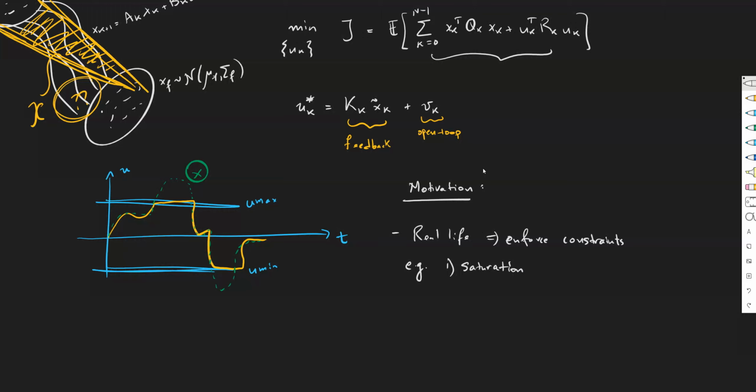First of all is control saturation, right? Another one is, we can say, sensor, how should I say it?